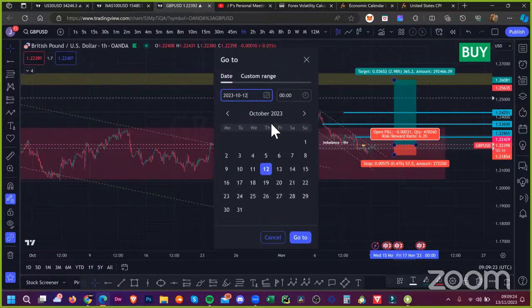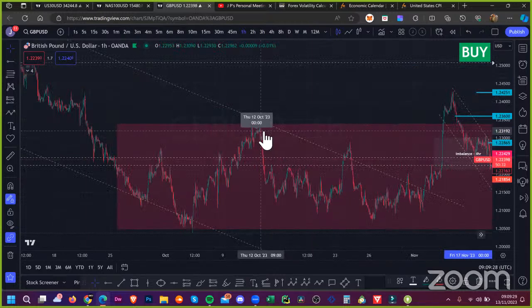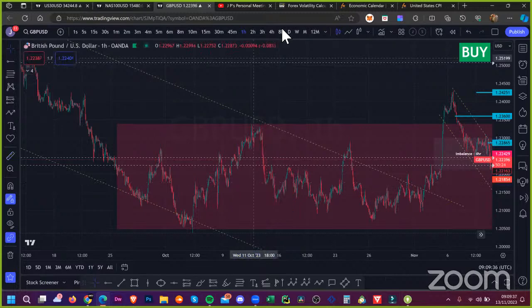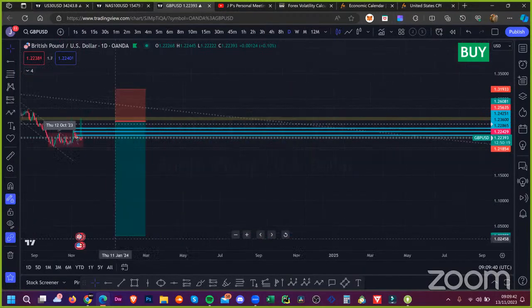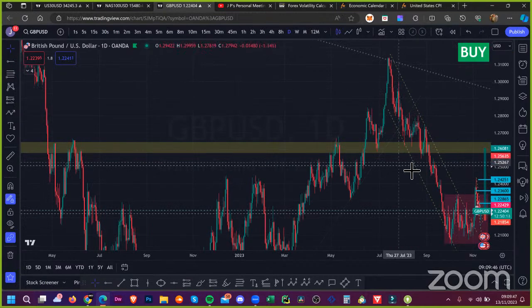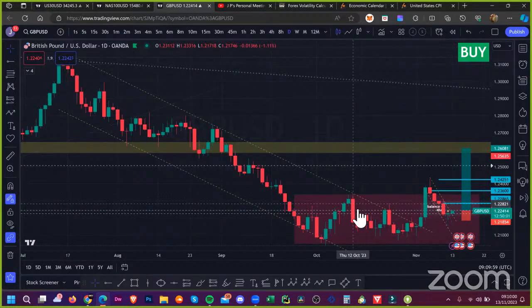Because we're absolute geniuses, we can go to the 12th of October. This was the 12th of October over here. Let's go to the daily, in fact, the 12th of October on the daily. Here we are in that range over here.